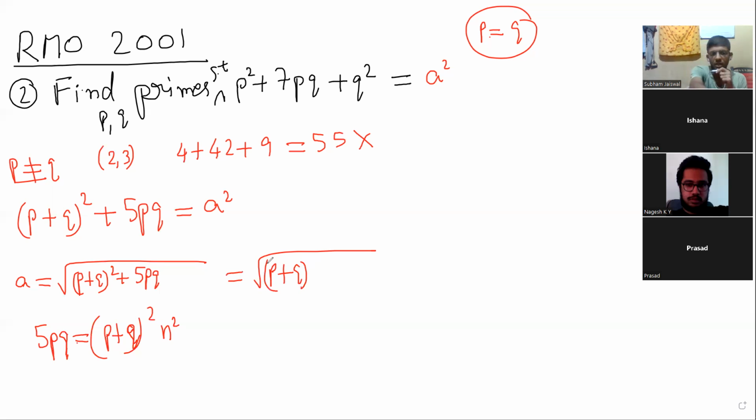Because you can pull out the one less than the perfect square. It could be one less than a perfect square. This is sufficient. Yeah. But the point is that if 5PQ is like this, then this is a perfect square. Then that implies that A is an integer. But it's not necessary, right? It could happen in all sorts of mysterious ways.